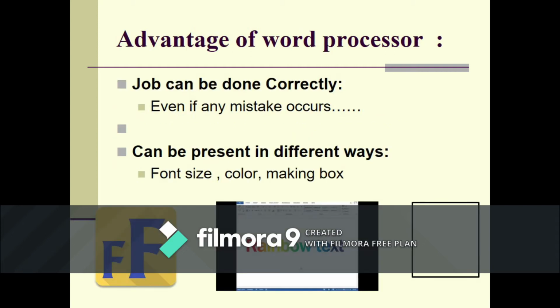Now I will discuss the advantages of word processor software. Any job can be done correctly even if any kind of mistake occurs during typing. We can present our document in different ways, like we can change the font size, change the font and change the color, and can make boxes and can have text effects in word processor software, which was not imaginable in a typewriter machine.